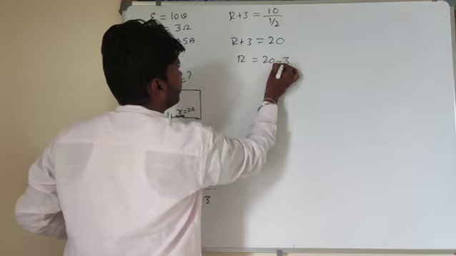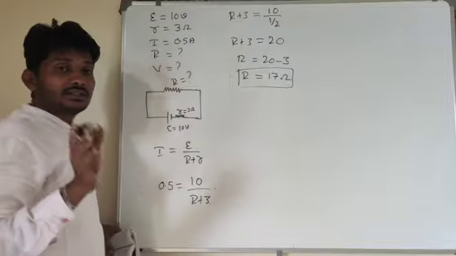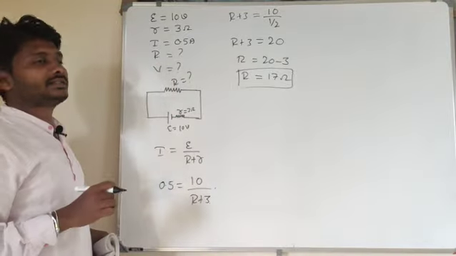R is equal to what? 20 minus 3. R value is how much? 17 ohm. What is the resistance of that resistor here? So that is 17 ohm.